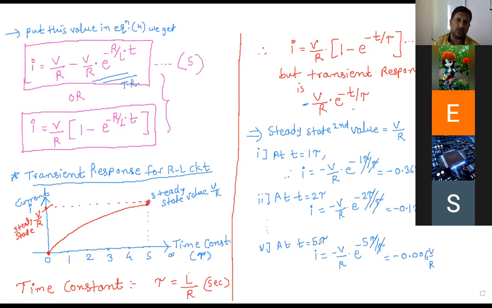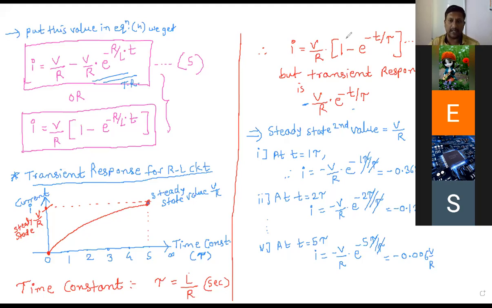So at 5 tau, if you put the 0 value here in equation number 6, the transient state becomes totally 0. So only what is remaining? Steady state. At 5 tau, the transient state is over, and only the steady state remains. Means the circuit will become again in a steady state after 5 tau.